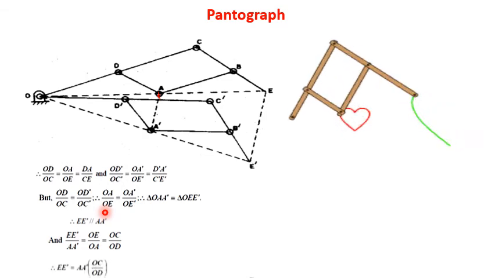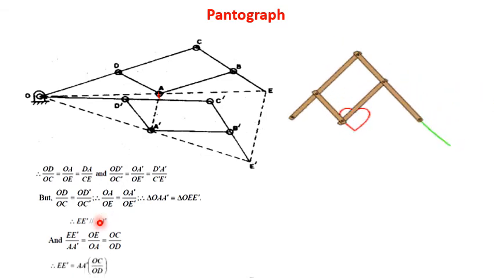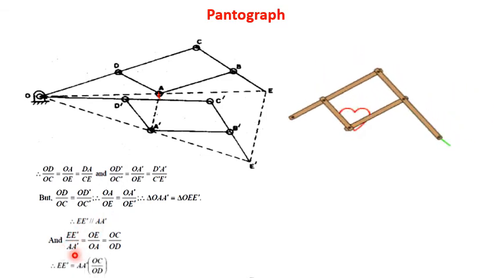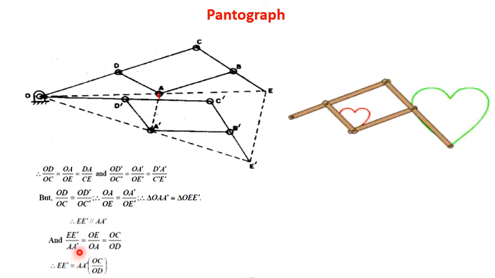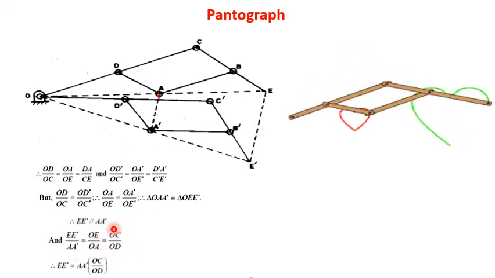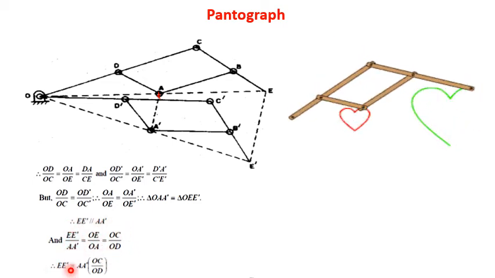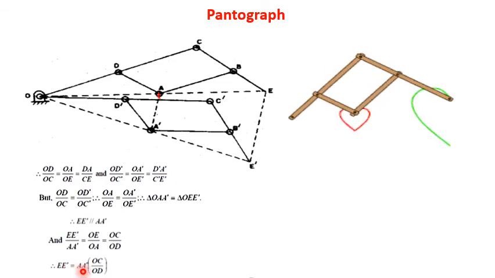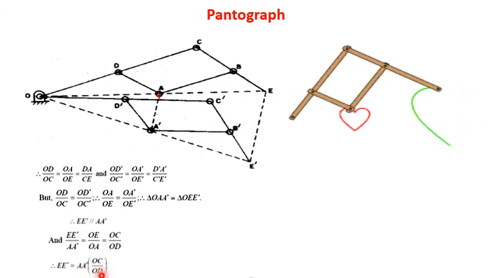Okay, next this EE dash divided by AA dash is equal to OC by OD. I will consider only these two terms. Therefore, EE dash is equal to AA dash into OC by OD.